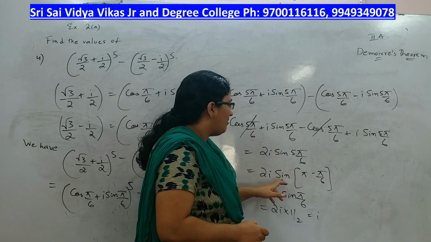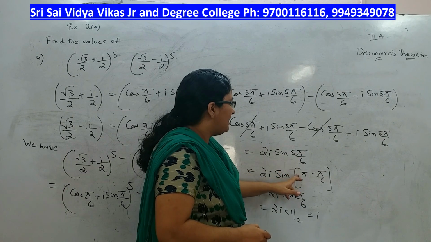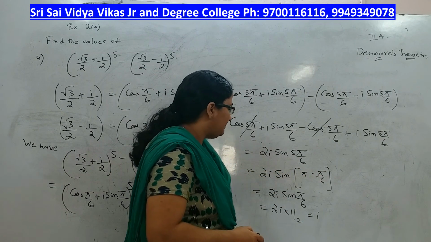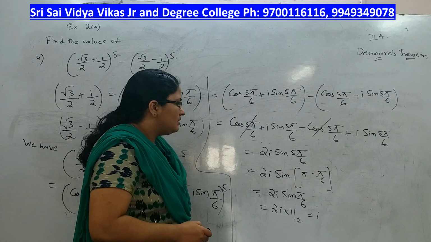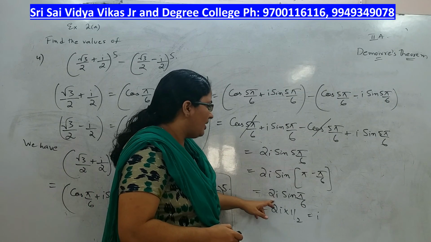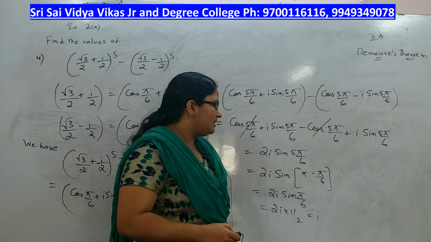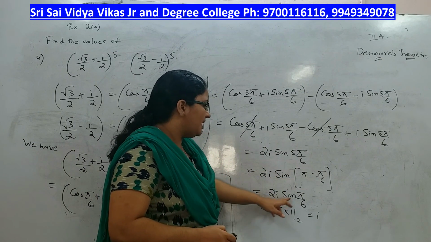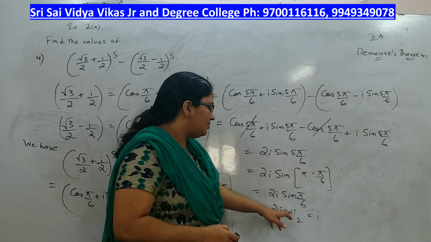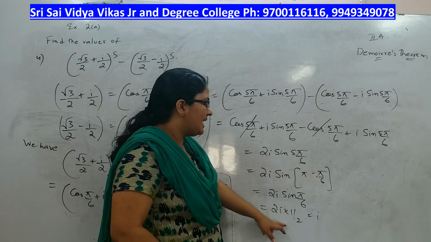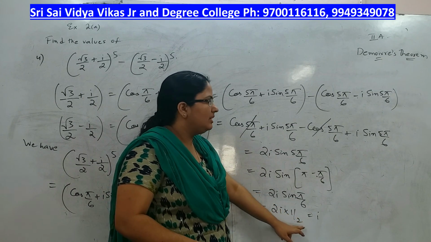2i into sin of 5 pi by 6 can be written as pi minus pi by 6. So here you have 2i into sin pi by 6. 180 minus theta is sin theta. So you have sin pi by 6. Sin 30 is 1 by 2. So 2 gets cancelled. You have i. That's about this.